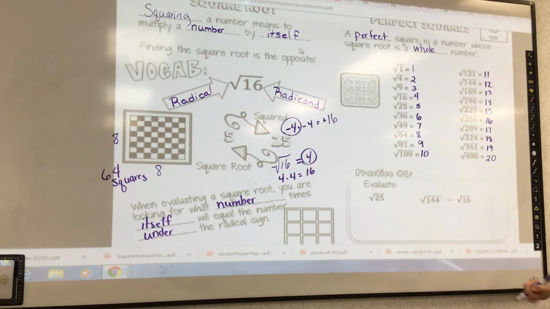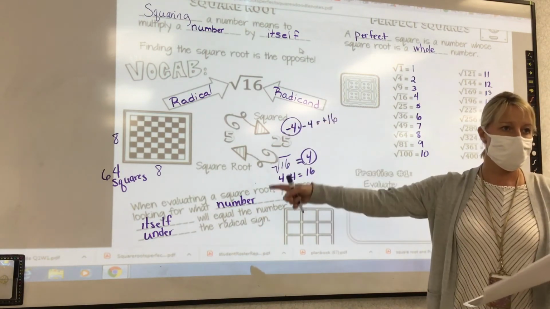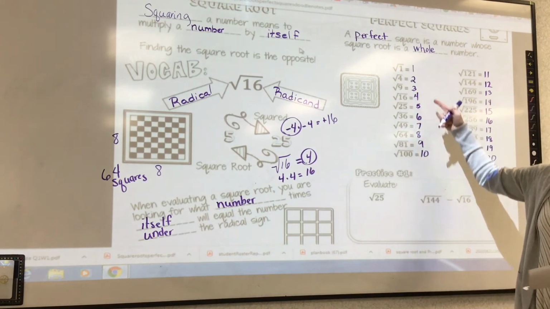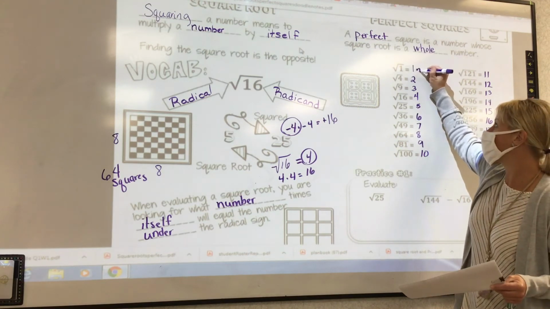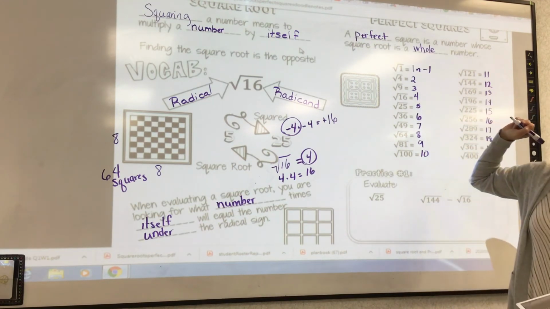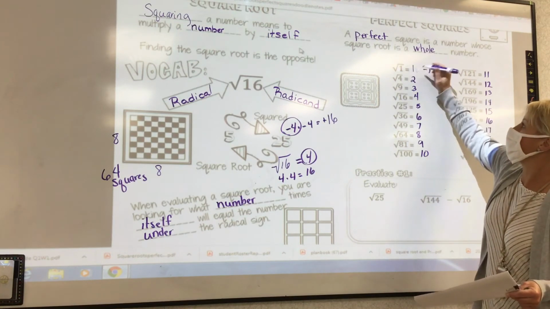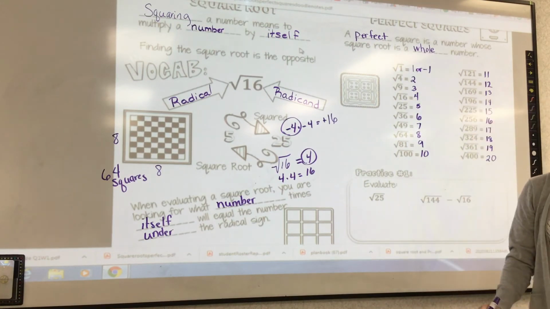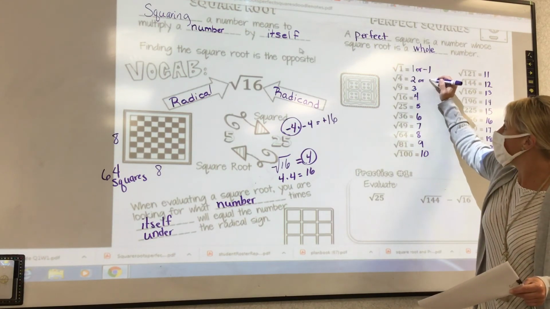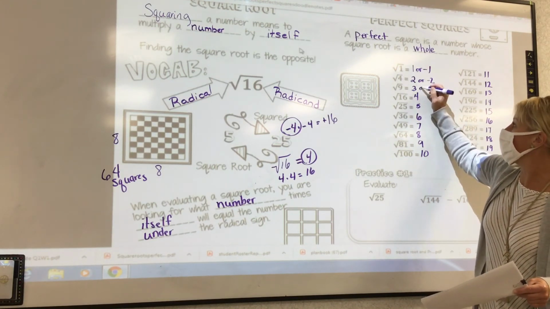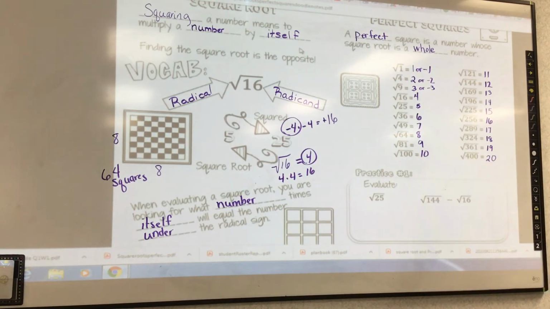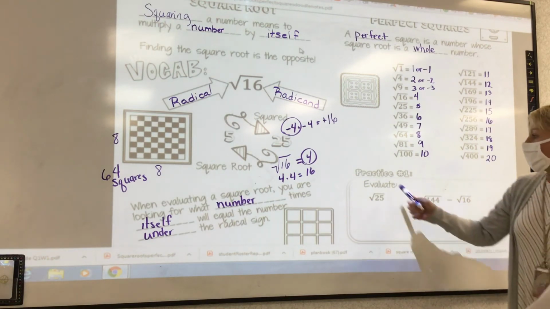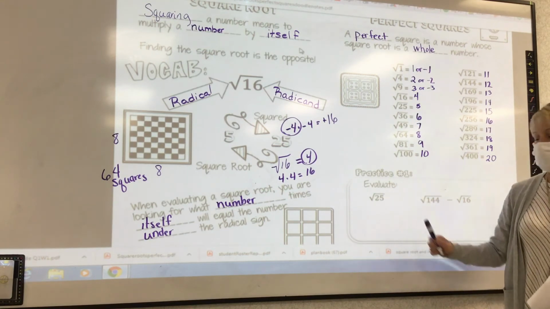400. Excellent. Now, as I put in these notes over here, it could also be the negative. So the square root of 1 could be 1 or negative 1. Write that in there. This is an or. It was 2 or negative 2. 3 or negative 3. You don't have to keep doing that for all of them. Just do it on some of them so you know that that is the case.